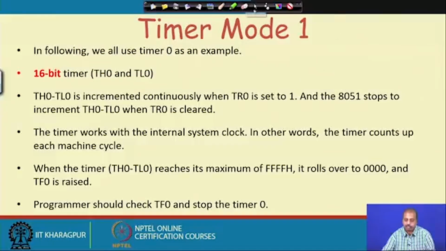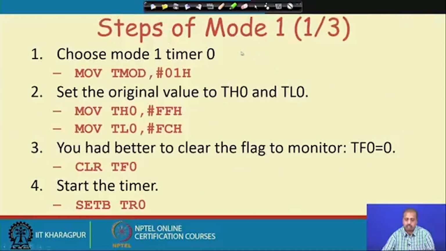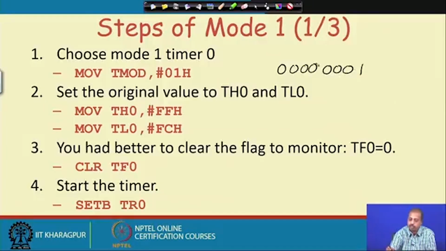Next, how to use this mode 1? First we have to choose mode 1 for timer 0, and for that we set the control word in the TMOD register to be 01 hex. So 01 hex means the first 4 bits will be 0, and the next 4 bits will be 0001. This part is for timer 1, that is not our concern now, and this part is for timer 0.